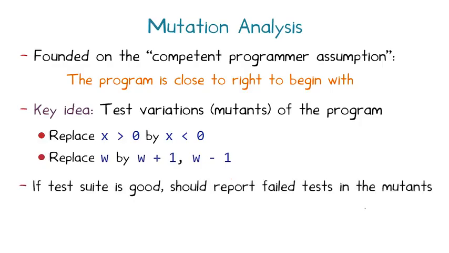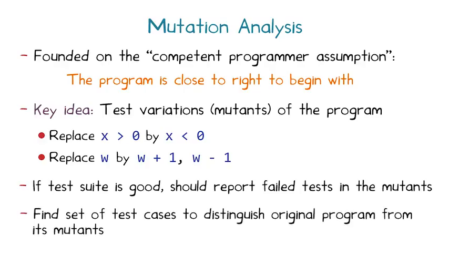If our test suite is robust, we should expect each of the mutants to fail some test while the original program passes all tests. If we discover that certain mutants pass all the tests, it indicates that our test suite is not adequate, and we should therefore add new tests that distinguish the original program from its mutants.